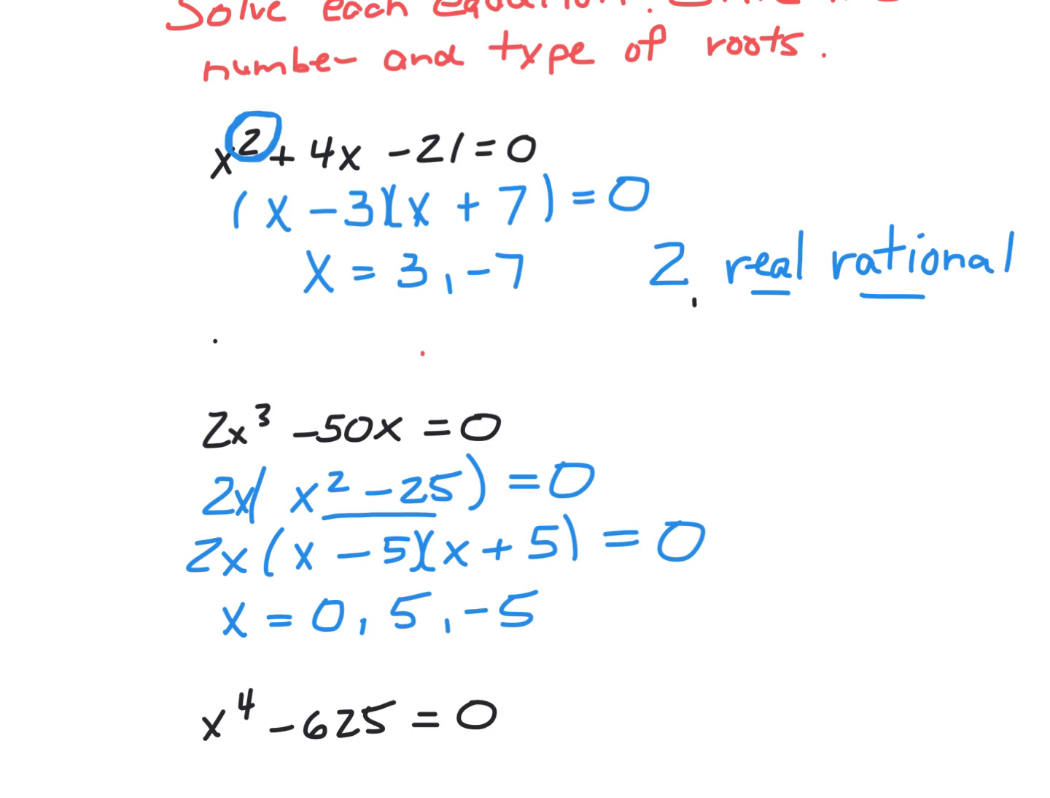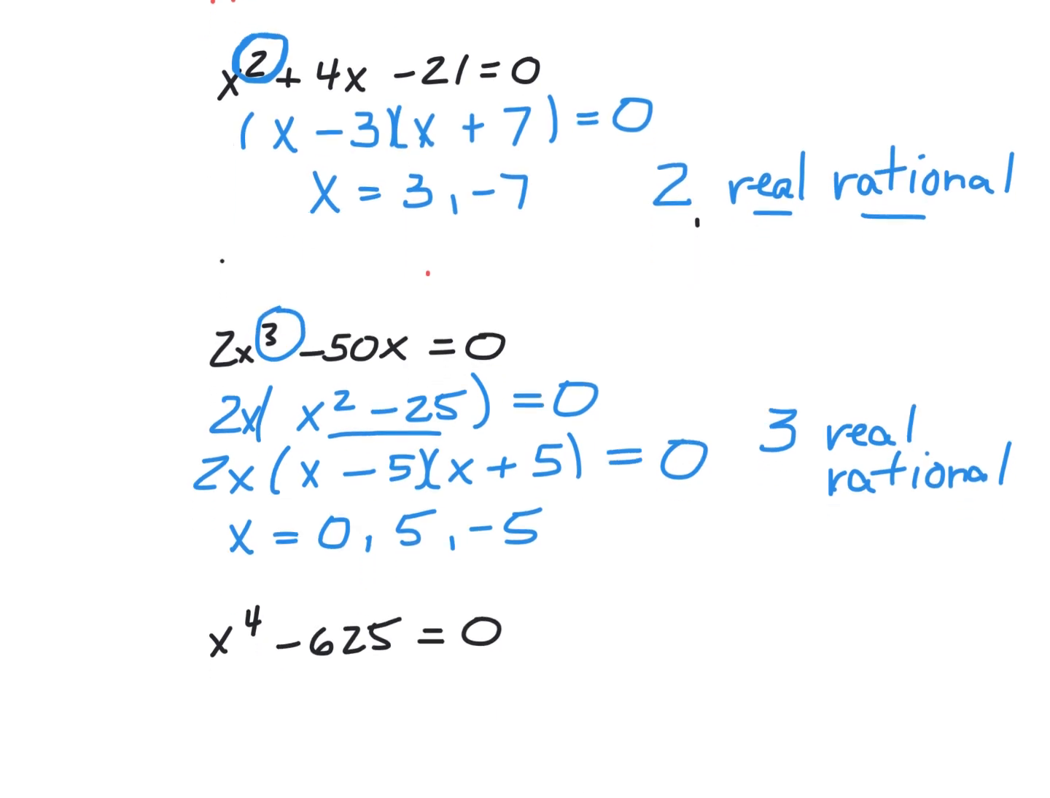So in this particular case, I've got 3 roots. Those are real numbers, and they're also rational. Rational means could be written as a fraction. Again, it's third degree, as you can see, and I have 3 zeros or roots.